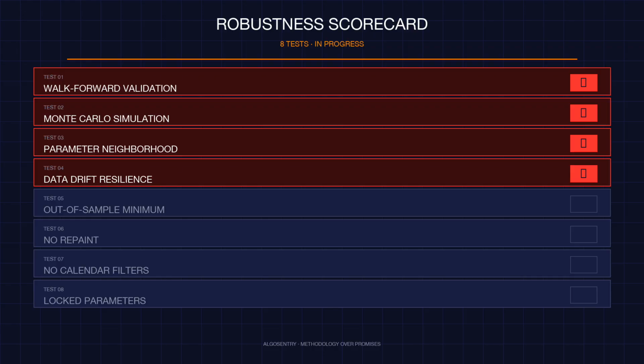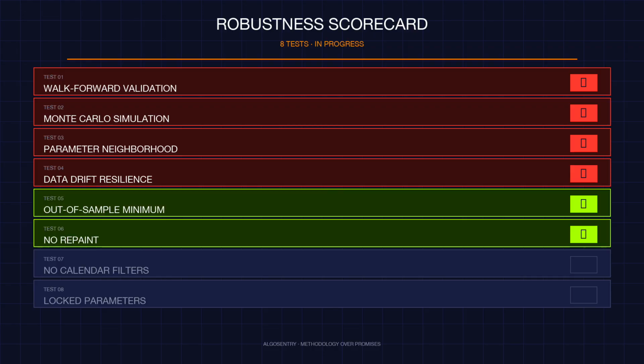Test 3. Parameter neighborhood. RSI of 14 works. RSI of 13, performance drops 23%. RSI of 15, drops 18%. Fail. Curve fit pixel. Test 4. Data drift resilience. I added 1% random noise to the price data. Performance flipped negative. Fail.